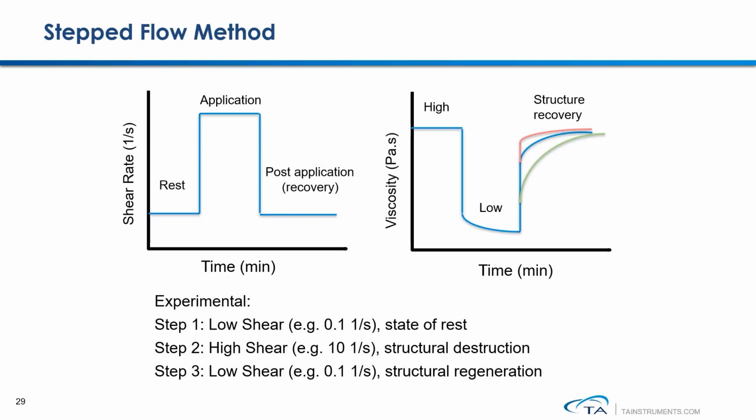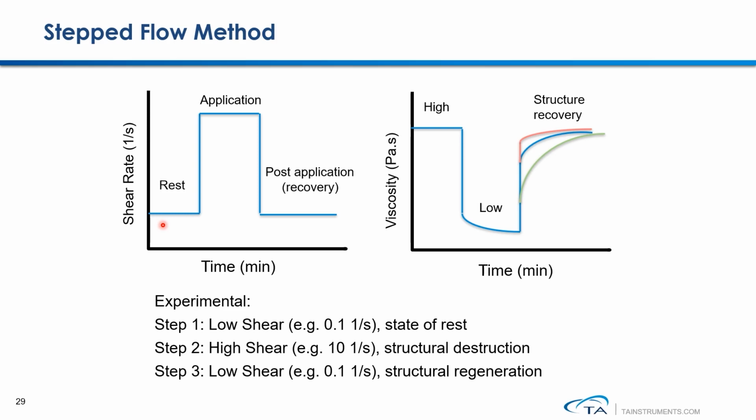Traditionally, people like to use a stepped flow method to quantify thixotropy. This procedure contains 3 steps. In the first step, the sample's viscosity is measured under low shear rate, for example, at a shear rate of 0.1 reciprocal second. This low shear viscosity represents the sample status at rest condition.